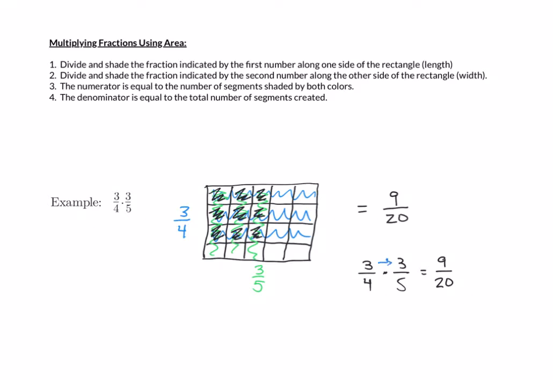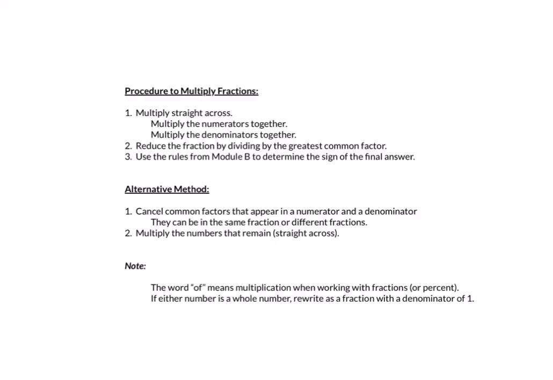Our basic rule when we talk about multiplying is we multiply straight across. 3 times 3 gives me the 9, and 4 times 5 gives me the 20. And that's our basic rule for multiplying fractions. So let's go ahead and talk about our procedure now without doing this visually. To multiply fractions, we want to multiply straight across, meaning that we want to multiply the numerators together, and we want to multiply the denominators together.